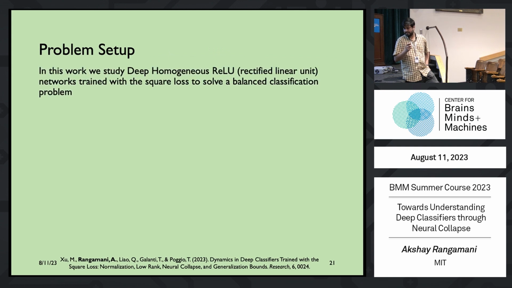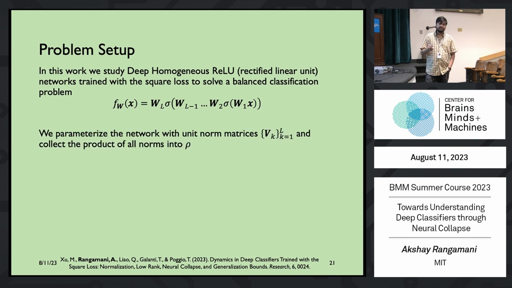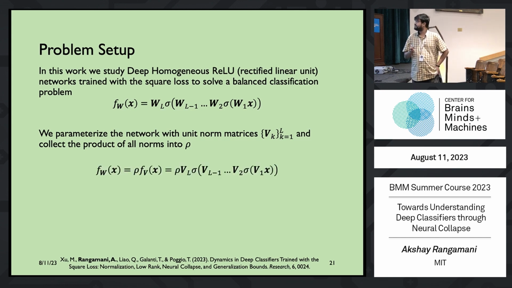In this work we study deep homogeneous ReLU networks. By deep homogeneous ReLU networks, I mean that you don't have bias vectors at each layer. You just have the linear transformation. We're going to reparameterize this so that each of the matrices has unit norm, and you can collect all of the Frobenius norms at the end into the product of the norms, a parameter called rho, which Tommy mentioned in the previous talk.